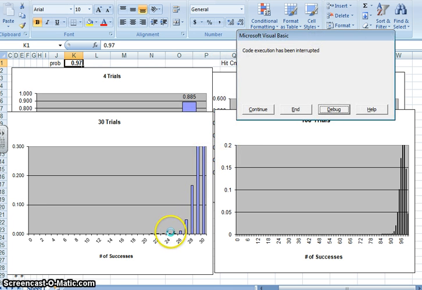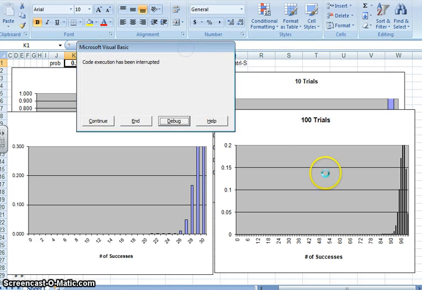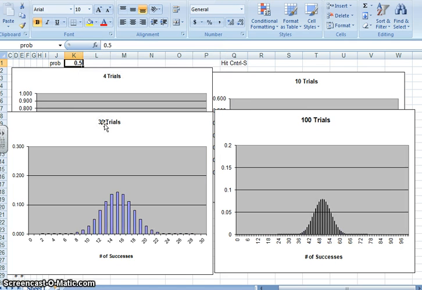Now the 30 certainly doesn't look normal. It's way skewed left. The 100 also doesn't look that normal. Okay. And we finish it off, and then we get back to 0.5. Now, I want you to ask yourself, when do these look the most normal?